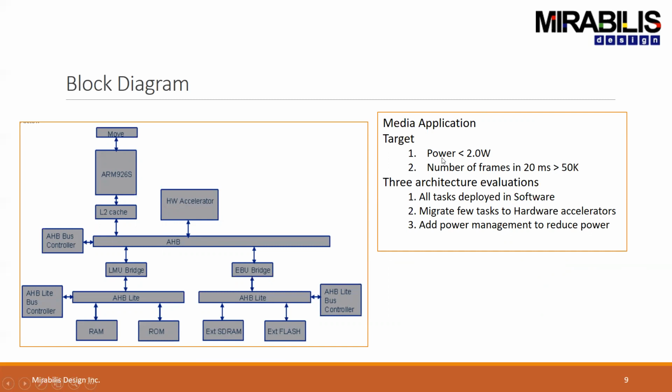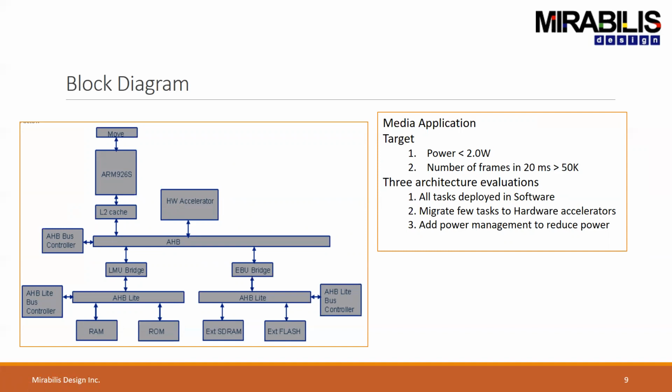One is the power consumption. It has to be below 2 watts for the entire SoC. And the second target that we have to achieve is the number of frames in 20 milliseconds, which has to be greater than 50,000.